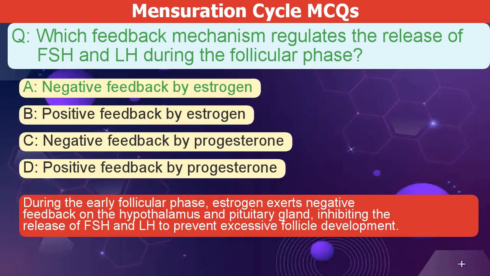The correct answer is A. During the early follicular phase, estrogen exerts negative feedback on the hypothalamus and pituitary gland, inhibiting the release of FSH and LH to prevent excessive follicle development.